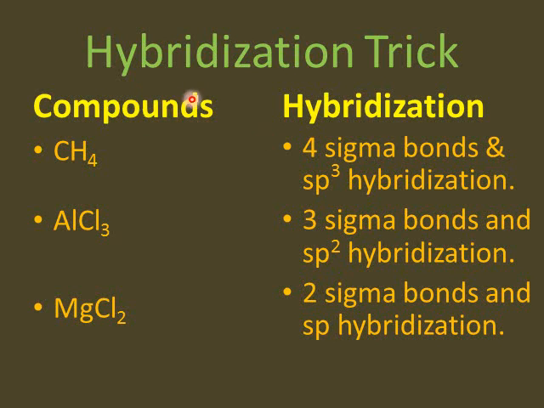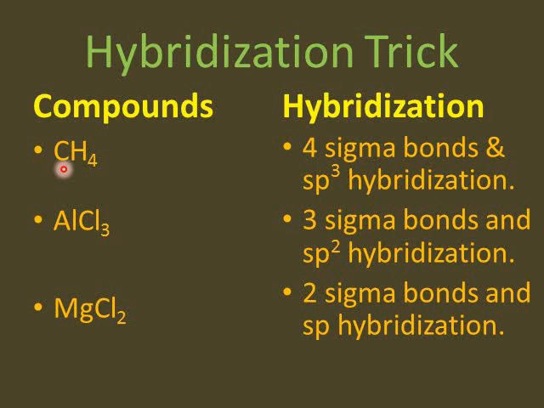So now here is a hybridization trick for you, and it will make it much easier to find out hybridization in any compound. But for this, first of all, you have to find the central atom in a compound. Like if I talk about methane, the central atom is carbon.